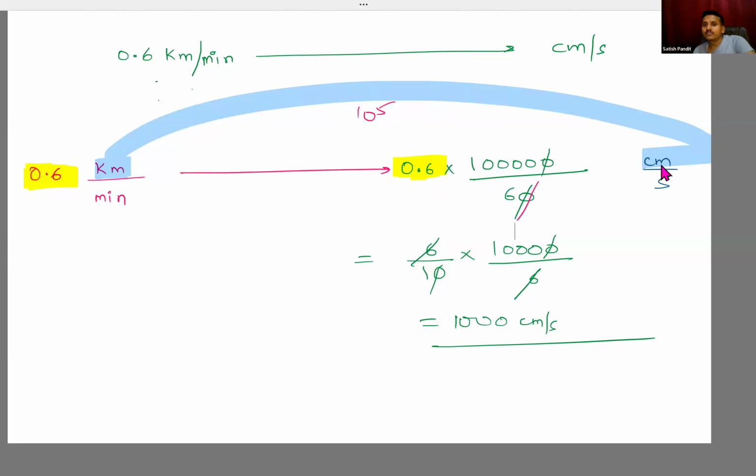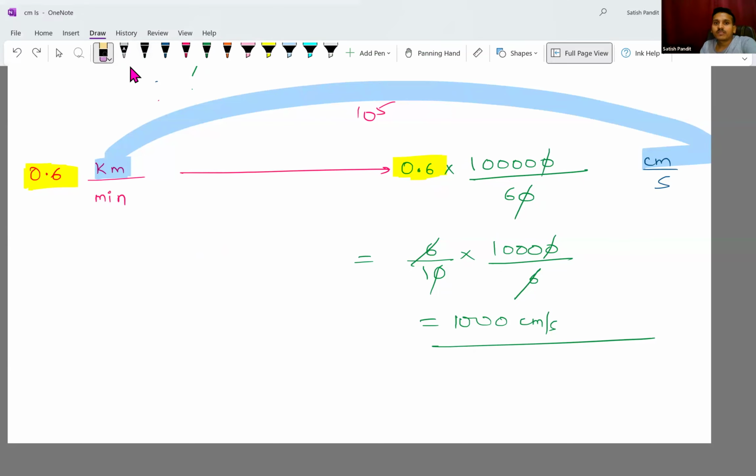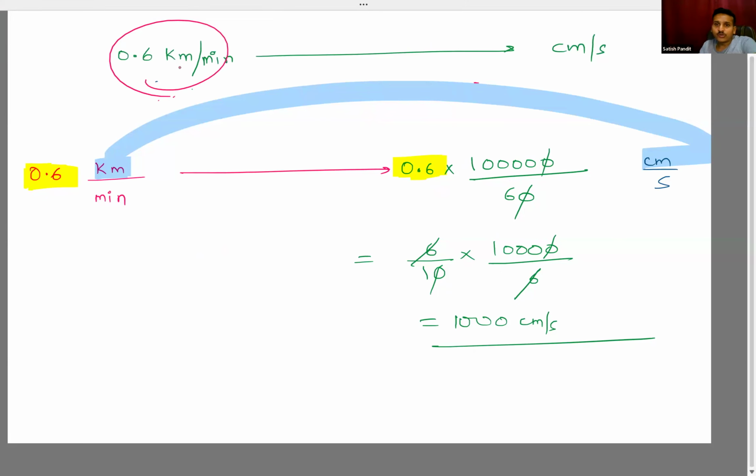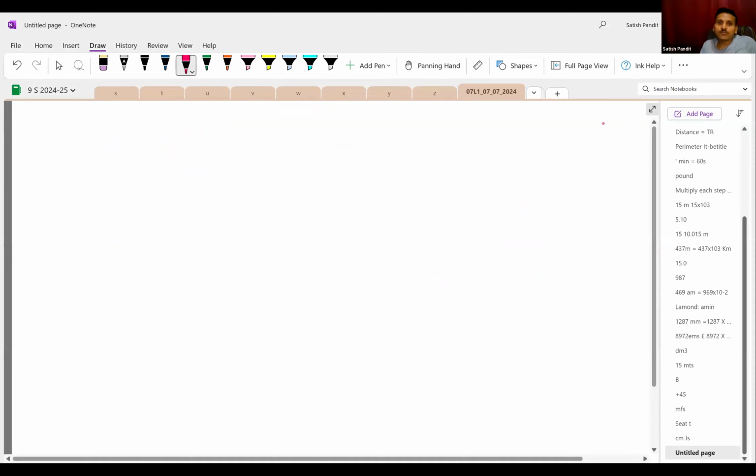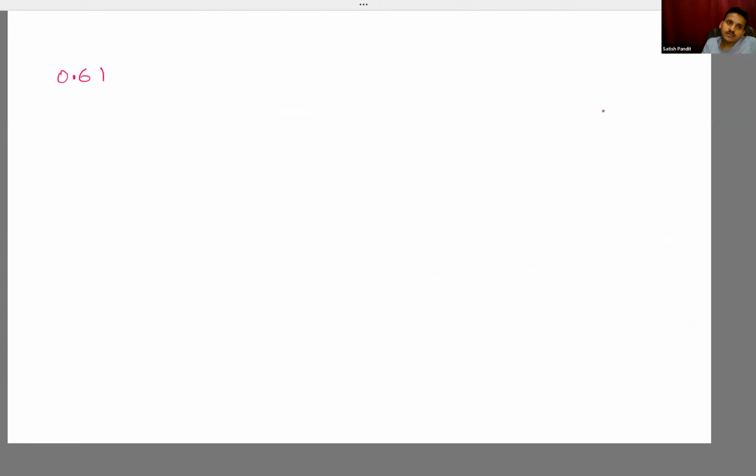Can you all try to convert the same thing to another unit, meter per second? This is the question. Maybe I'll go to the next page and write. So the question is 0.6 kilometer per minute. You convert it into meter per second. Do it.